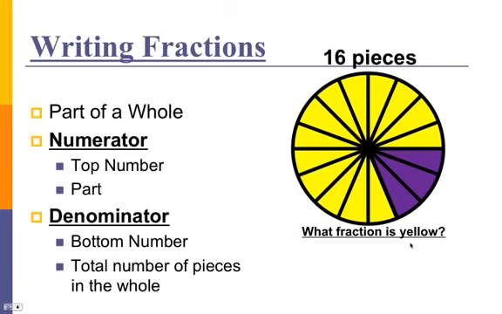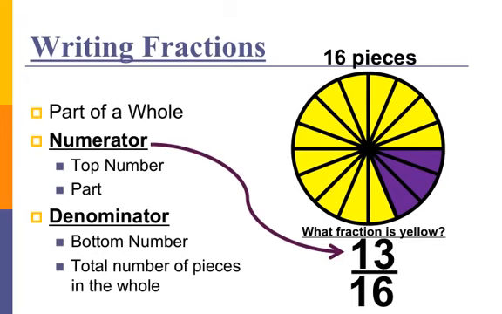How about what fraction is yellow? Well, we've got 16 total pieces, of which 1, 2, 3, 4, 5, 6, 7, 8, 9, 10, 11, 12, 13 pieces are yellow. So what fraction will I use to represent the yellow of the circle? Well, that would be 13/16. 13 is my numerator because it tells me the part, or how much of it is yellow, and 16 is my denominator because it tells me how many total pieces are in the whole.